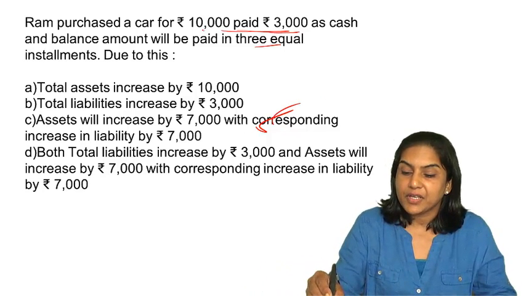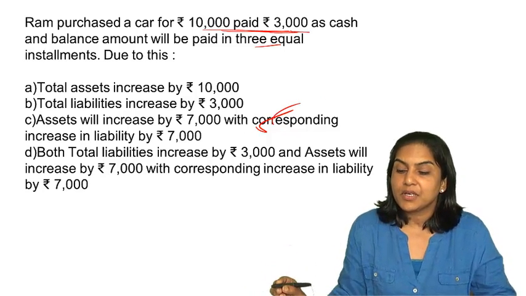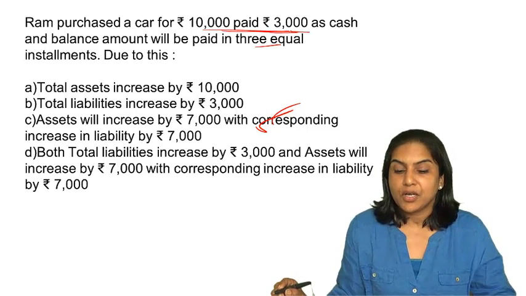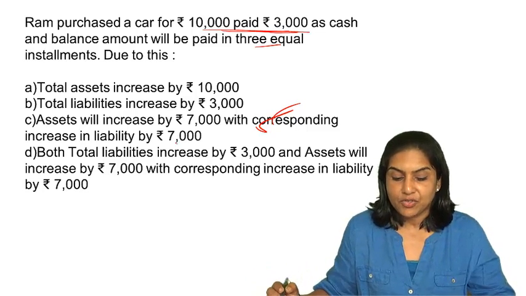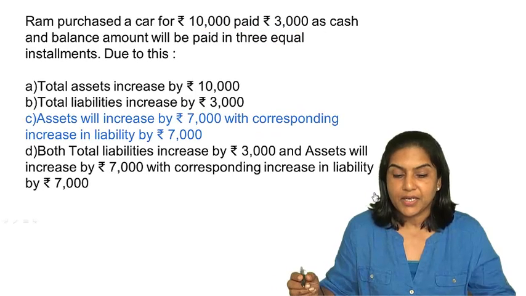Assets have increased, 10,000 comes in, 3,000 goes out. Assets have increased by 7,000. There is a liability for the car which is to be paid. Liability has increased by 7,000. Option C should be the correct answer.